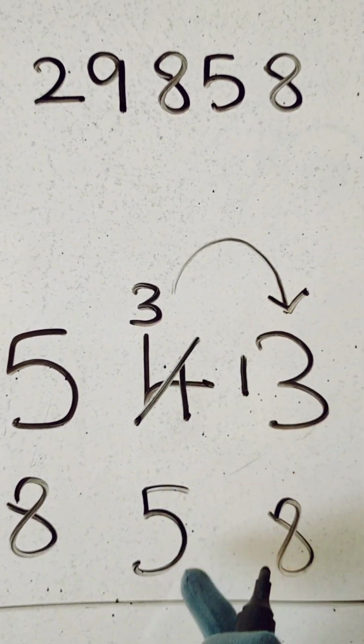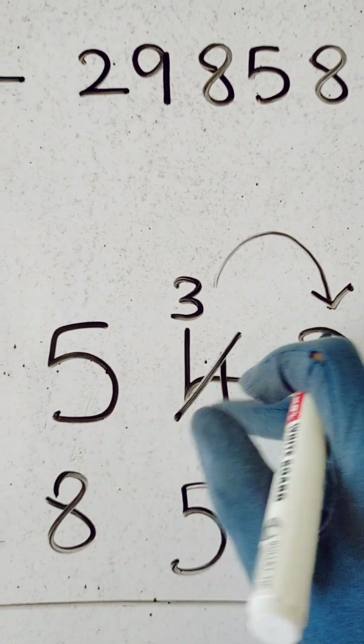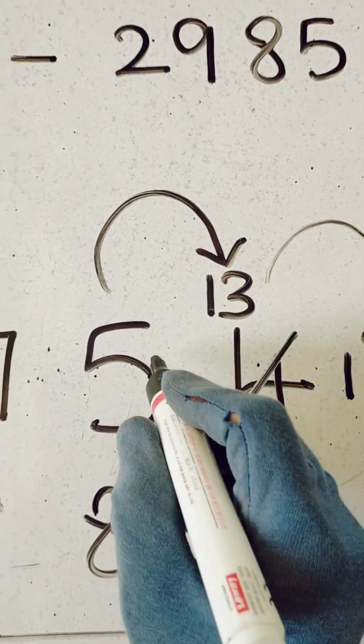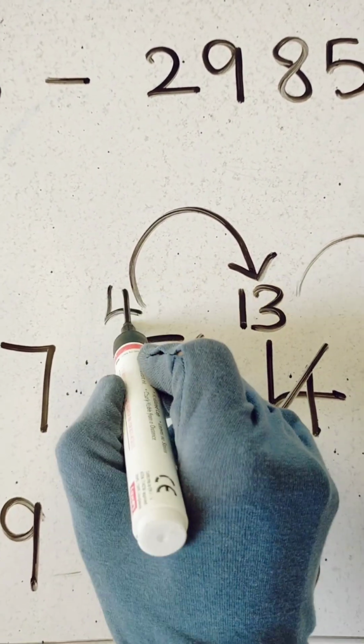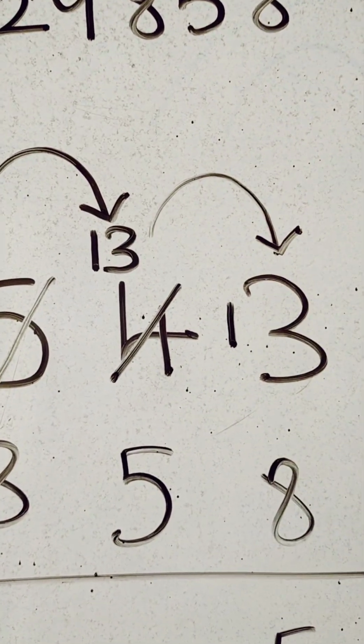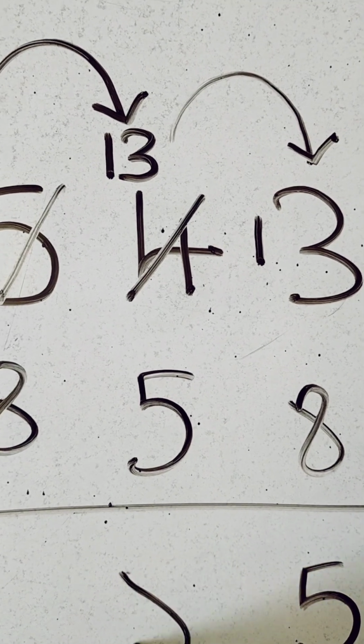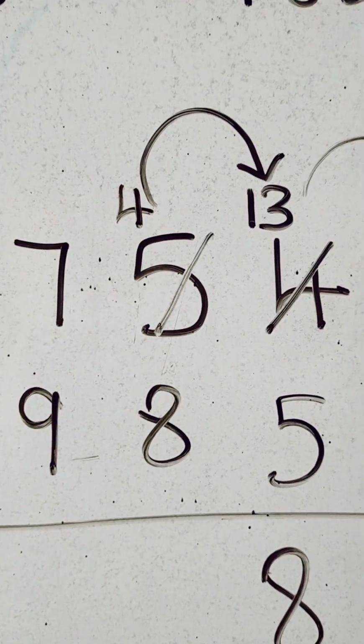Now 3. From 3, can you minus 5? No, because 3 is smaller. So again you will borrow. So this 3 will become 13 and this 5 will be what? 4. From 13, if you minus 5, how much will it be? 8.